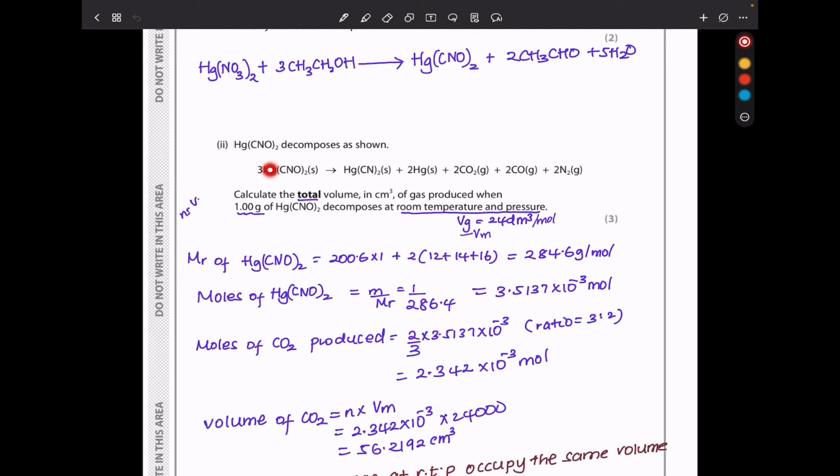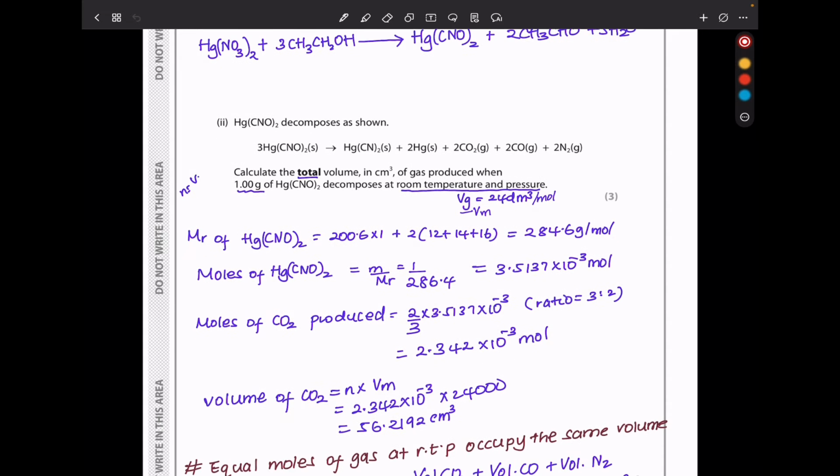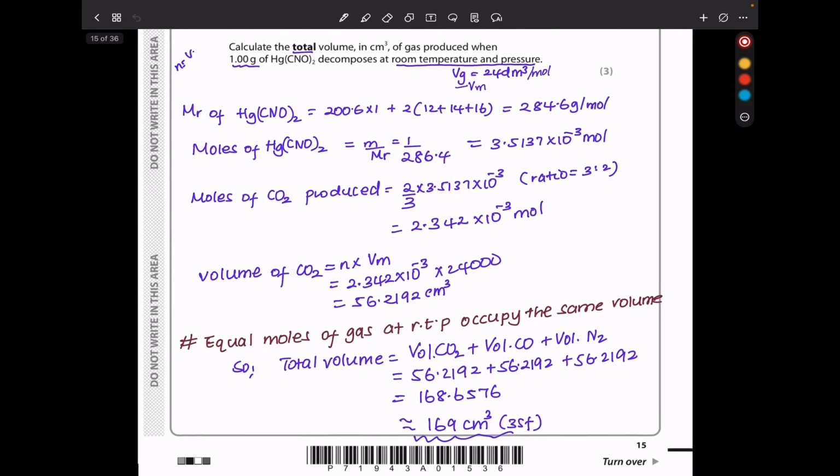I'm using the moles of mercury(II) fulminate to get the moles of CO2 produced. So 2/3 times the moles of mercury(II) fulminate, since the ratio is 3 to 2. And these are the moles of carbon dioxide produced. So then the volume of gas is equal to number of moles times molar gas volume. The number of moles is going to be what we have here times the molar gas volume. Here I use the molar gas volume in centimeters cubed per mole, not decimeters cubed per mole like here. And then I got 56.2192 centimeters cubed.